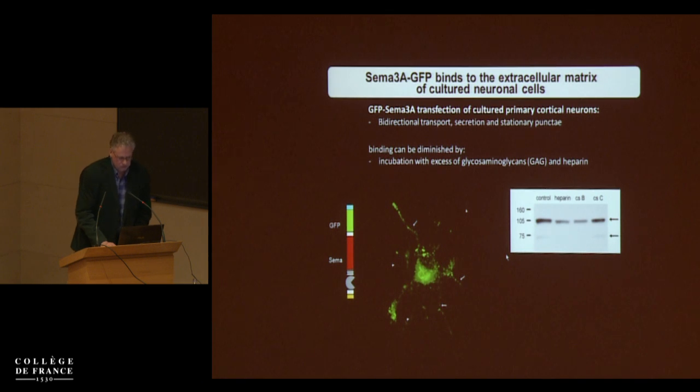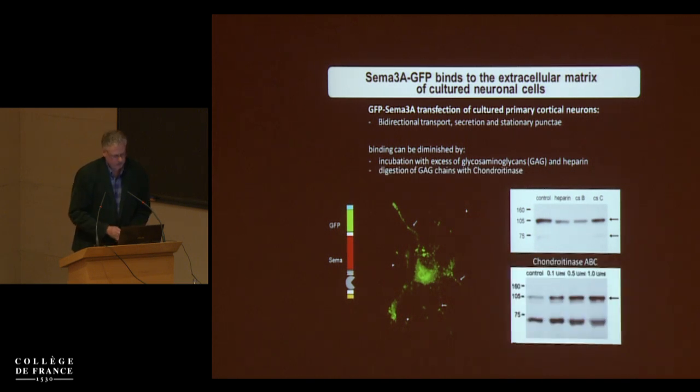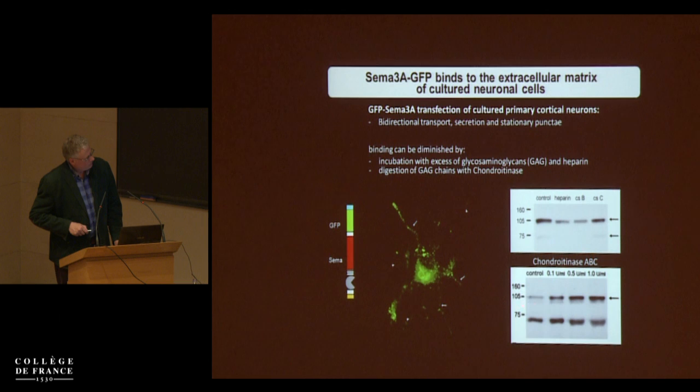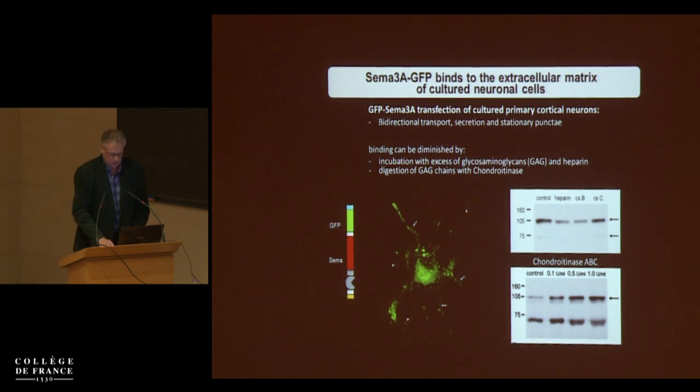So we also worked with chondroitinase ABC. We treated some of these cells with chondroitinase ABC. And as you can see here, then semaphorin 3A is released into the medium. So this is an example where we harvested the medium and looked at semaphorin 3A in the medium after adding different concentrations of chondroitinase ABC.